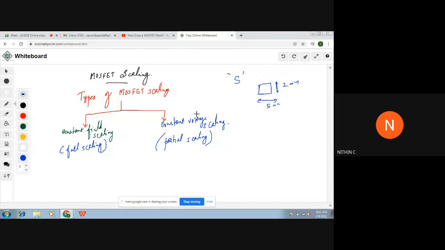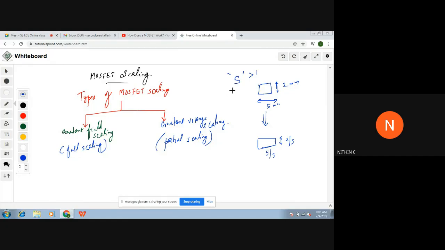If we are talking about constant field scaling, we will be scaling down all the dimensions of the device while keeping the electric field constant. If I scale it down by the factor S, this length will be scaled down to 5 by S, and this will be scaled down to 2 by S. S has to be greater than 1, because when we divide by S, if it is less than 1 the value will actually increase. Our aim is to reduce the overall dimensions of the MOSFET.